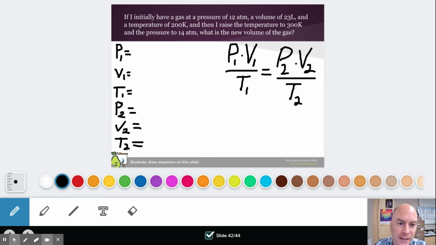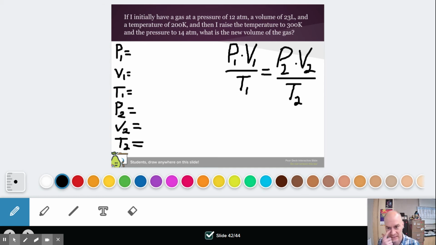And so here's the equation for this. We use these subscripts to represent one means before the change, two is after the change. So time one, time two. So we take pressure times volume divided by temperature. Remember, temperature always has to be in kelvins. And here we've got pressure times volume over temperature, but those are after.